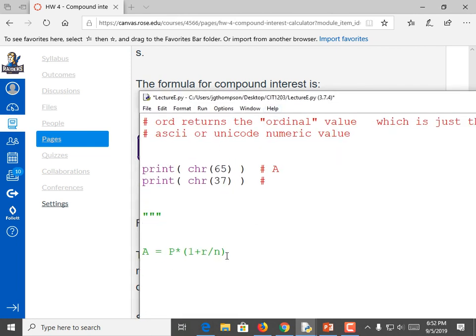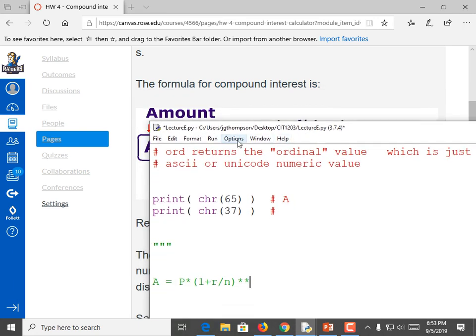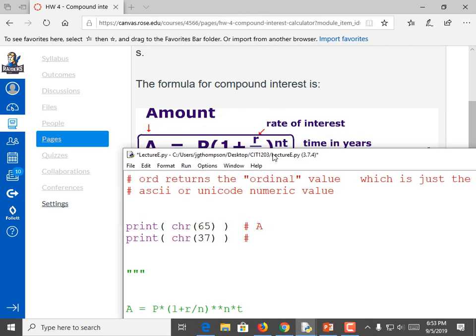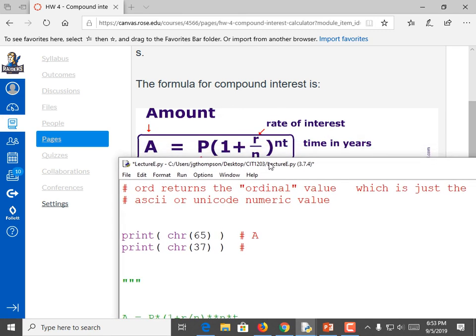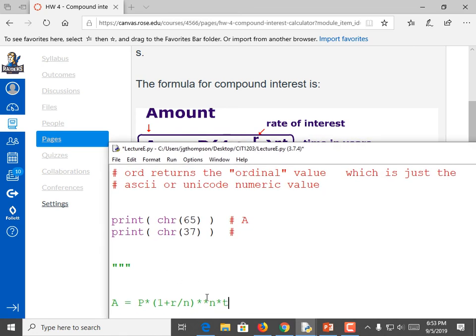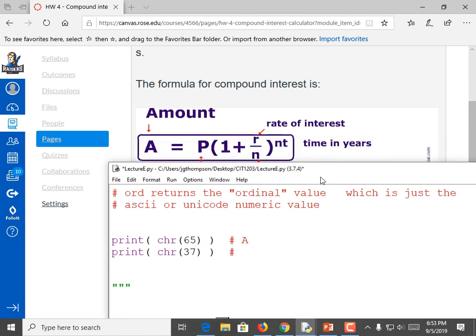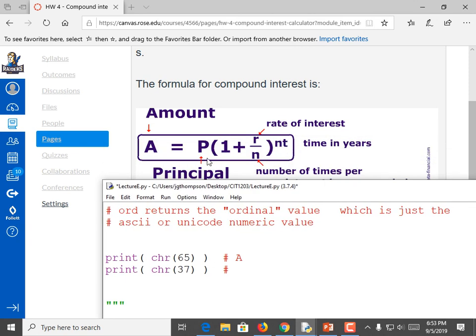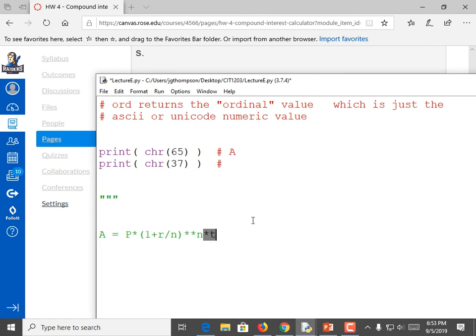And if I did this, that means to the power of. And then if I did N times T there, can somebody tell me what's wrong with that, because you've had another programming class in the past or something? It's going to do the power to the power of N. Exactly. It's going to do this first, and then it's going to multiply the result by T. Whereas what we want it to do is to do this part first, and then take it to that power. So this part needs to be inside parentheses.